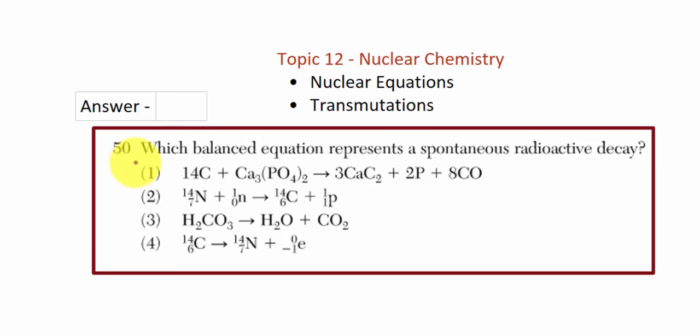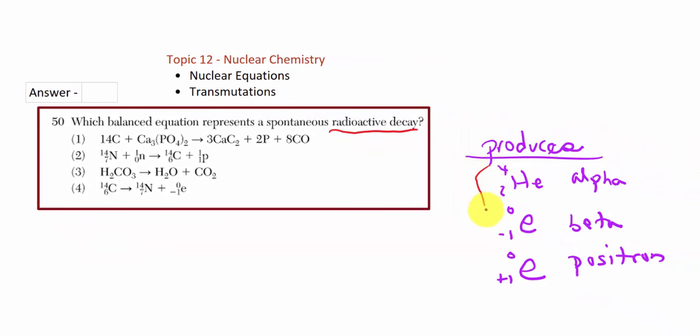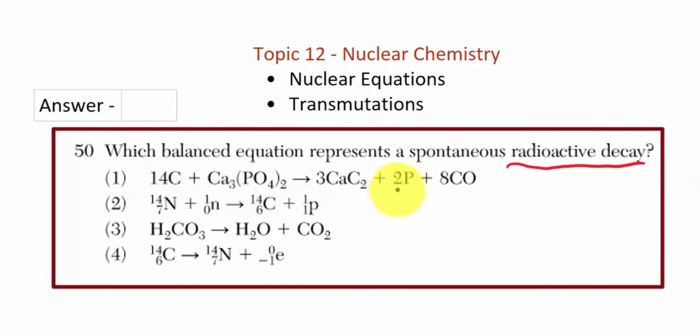And question number 50. Which balanced equation represents a spontaneous radioactive decay? Recall that a spontaneous radioactive decay is a natural decay event, so we're looking for the production of either an alpha, a beta, or a positron particle as one of your products. The first equation they offer us is not even a nuclear reaction because we don't really have any transmutations taking place. The second one is nuclear.